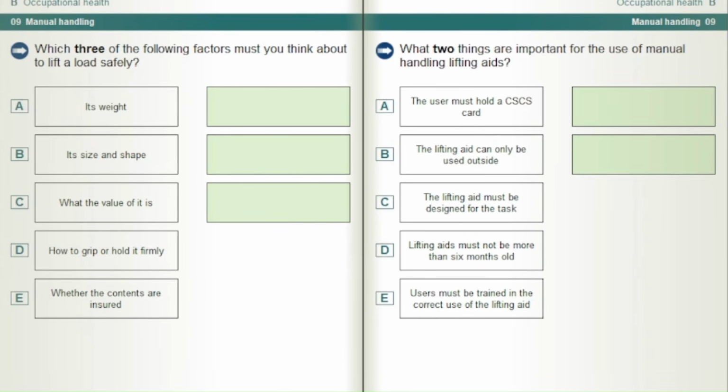Which 3 of the following factors must you think about to lift a load safely? Its weight, its size and shape, what the value of it is, how to grip or hold it firmly, whether the contents are insured.